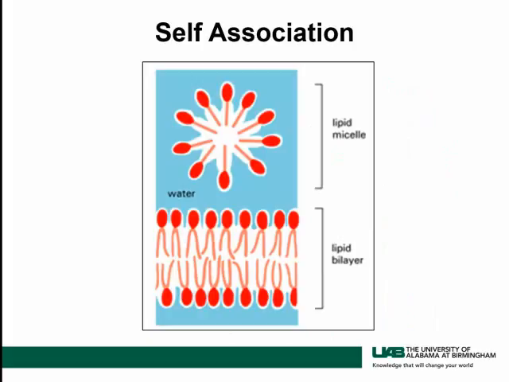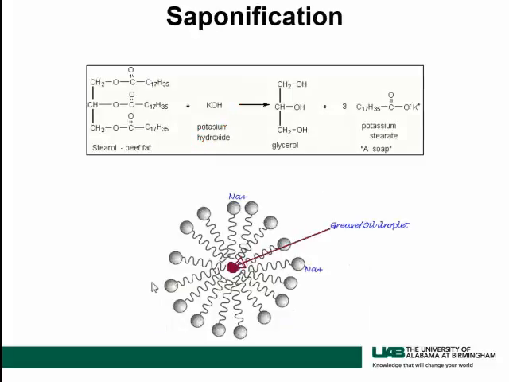Now, when you put phospholipids in aqueous solution, they will associate to form a micelle or lipid bilayer, in which the polar heads will be oriented into the polar environment. The non-polar tails will be oriented out of the polar environment, and they will be associated with one another to sequester the non-polar parts away from the polar molecules.